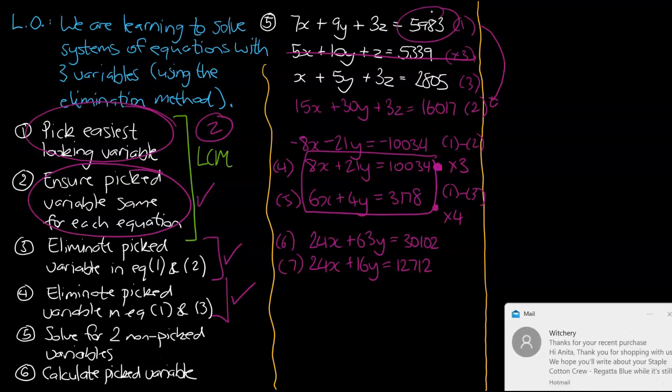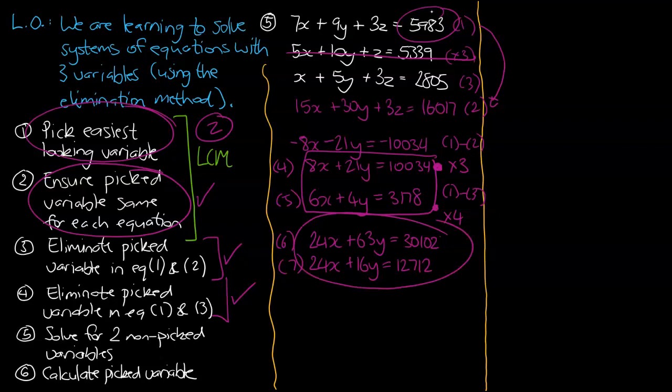Now we're going to cancel these out because those 24s are the same. We can get rid of them. So if I go equation number 6 minus equation number 7, the x's are going to cancel each other out. We can then move on to the y's. 63y minus 16y is 47y. And then 30,102 minus 12,712 is 17,390. And now I've got one letter left in this equation, so I can do some division. So divide by 47, divide by 47. So y is equal to 370.